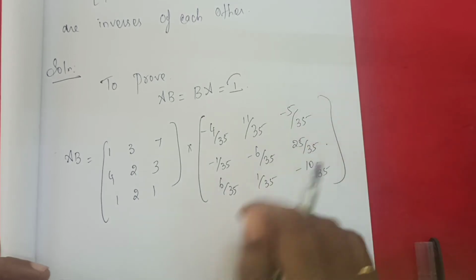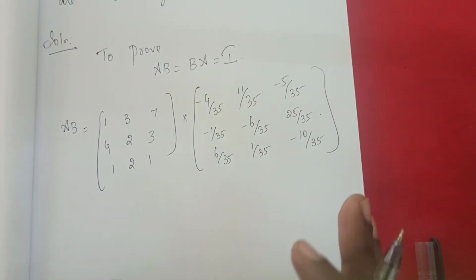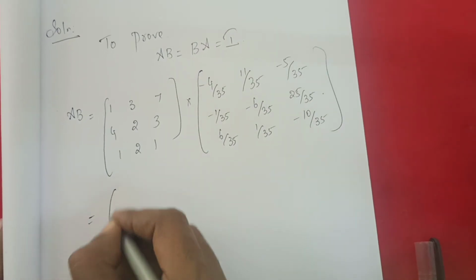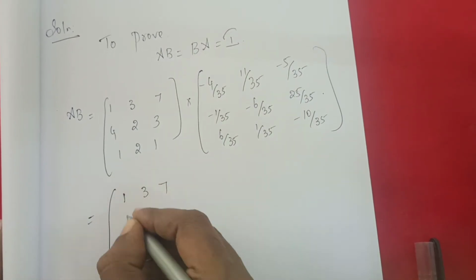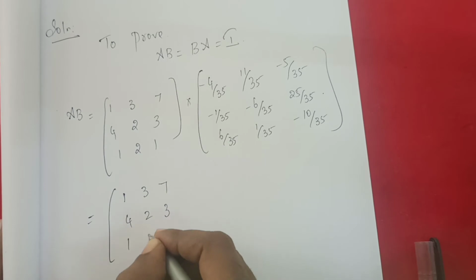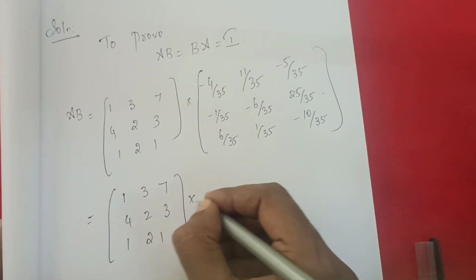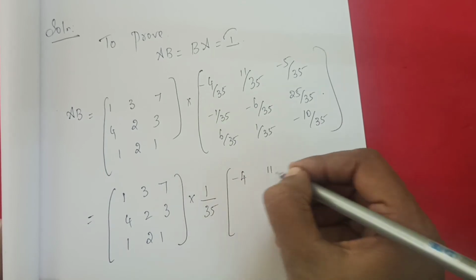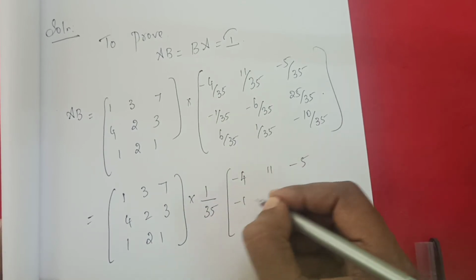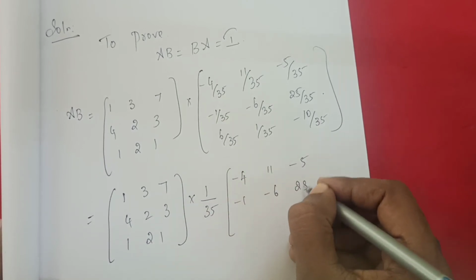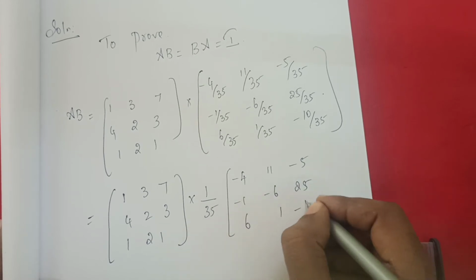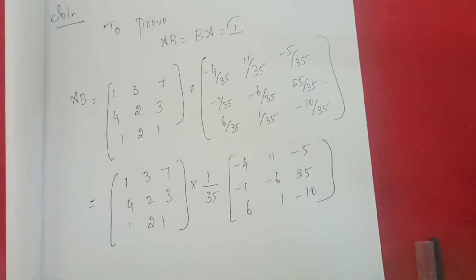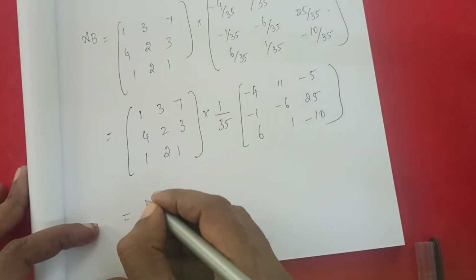So you will feel it is very difficult to multiply with 35, is it right? For that, we can do one thing. 1, 3, 7, 4, 2, 3, 1, 2, 1. You can take 1 by 35 outside. So what's the balance? Minus 4, 11, minus 5, minus 1, minus 6, 25, 6, 1, minus 10. So 1 by 35 you can keep outside and just multiply. Afterwards we will see. Carefully you need to multiply.